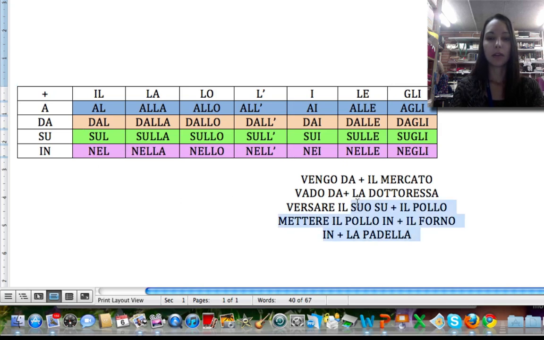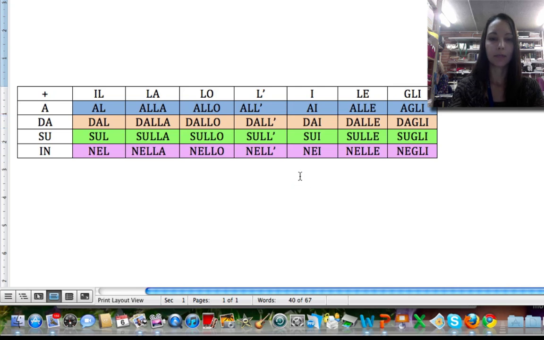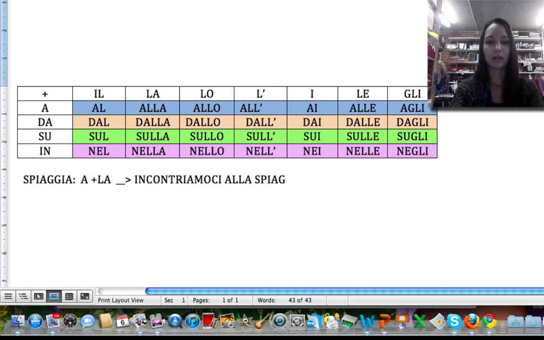Okay, so let's try some together. Let's keep it in the context of meeting up. So how would you say, let's meet at the beach? Beach is spiaggia, so you need to work out what the article is. The article is la. What's the preposition? The preposition is a. So you combine a and la, and the sentence becomes incontriamoci alla spiaggia.